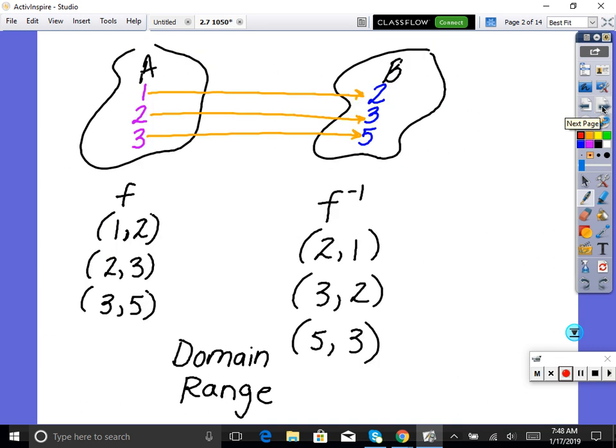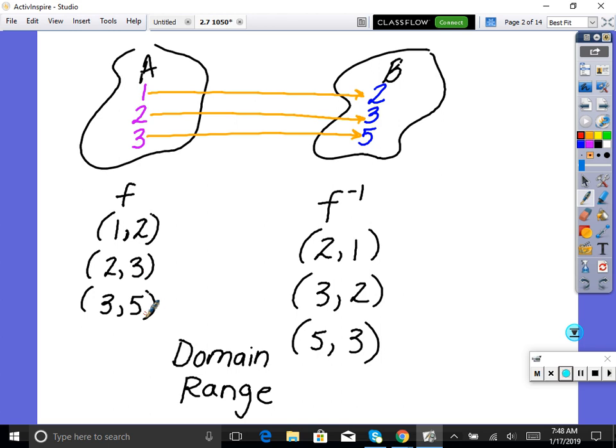Another way to determine if something is one-to-one is to find the inverse, and if the inverse also is a function, it's one-to-one. Just a reminder, if I give you a set of xy points, (1, 2), (2, 3), (3, 5), our domain would be 1, 2, and 3. Our range would be 2, 3, and 5, right, everybody?